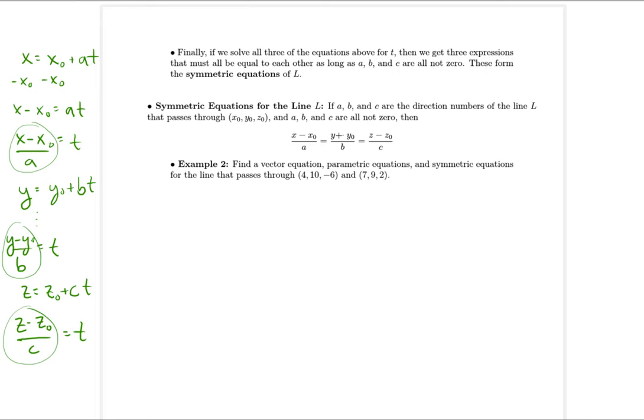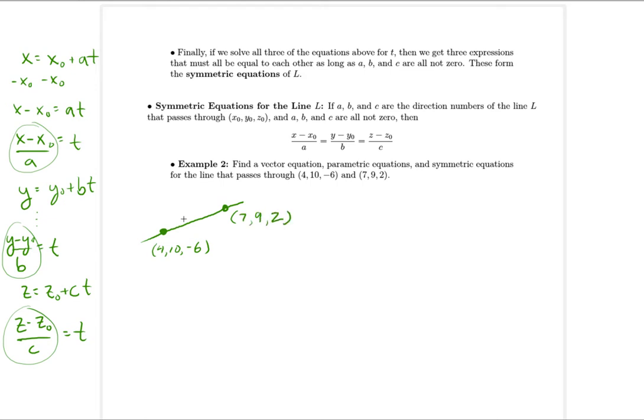Okay, so example 2 says find a vector equation, parametric equations, and symmetric equations for the line that passes through these 2 points. Here's one of those situations where it's good to make a little sketch, but don't worry too much about putting it on a graph. Just try to represent the idea that you want it to pass through these 2 points. Don't worry about the accuracy of this.